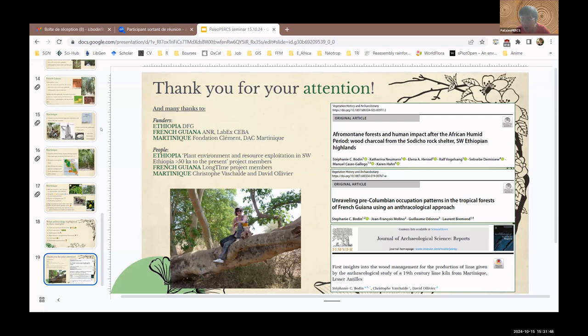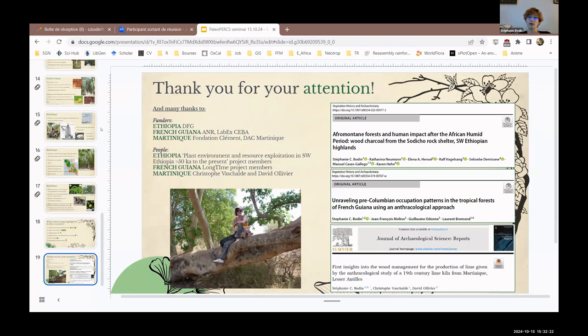Can you say something about phytolith analysis in your three study sites? Yeah, thanks for this question. Phytoliths were studied in Ethiopia. We didn't have phytoliths studied in French Guiana nor in Martinique, but in Ethiopia, it's really interesting because so far I've studied two sites. In the first site that I presented today, there were a lot of burnt phytoliths in the same levels where I studied the charcoal.